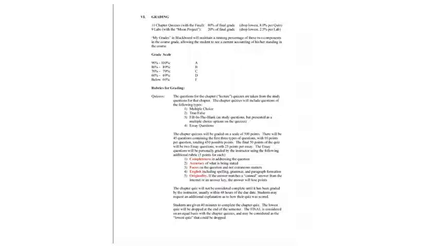My Grades in Blackboard will maintain a running percentage of these two components in the course grade, allowing the student to see a current accounting of his or her standing in the course at all times. Grade scale is what you're used to. 90 to 100% is an A, 80 to 89% is a B, 70 to 79% is a C, and so forth and so on. There are rubrics for grading, in particular for the quizzes.